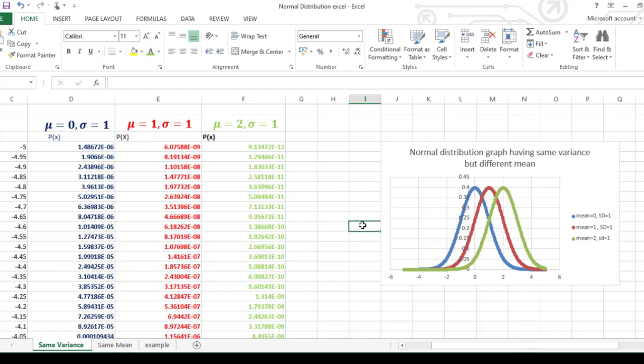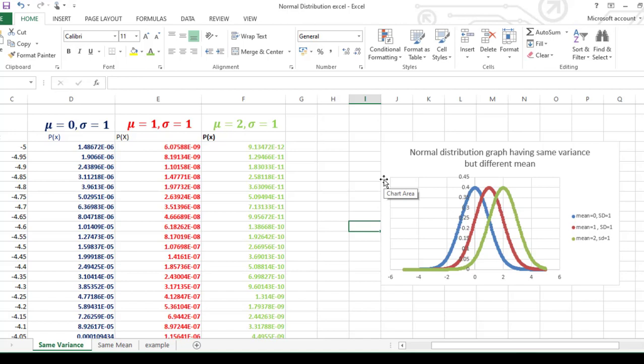As you can easily see, the peak of these three graphs remains the same since we are not changing the standard deviation of the distribution. Okay, so the peak of the normal distribution graph is a function of the variance of the graph.